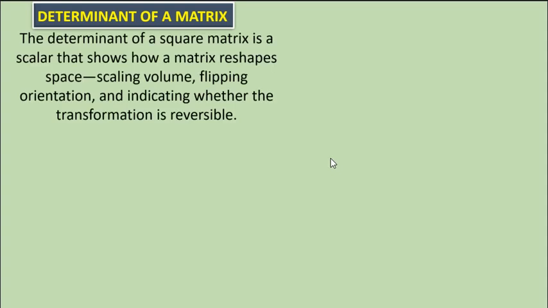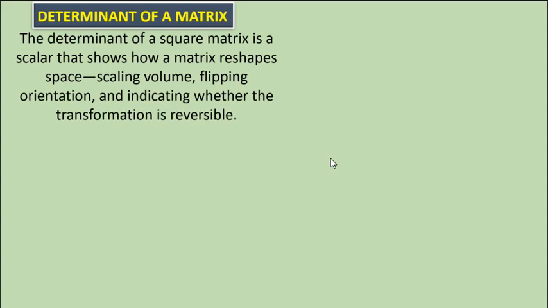The first thing we're looking at is the determinant of a matrix. What actually is the determinant? The determinant of a square matrix is a scalar, a number, that shows how a matrix does the following things. Number 1, reshapes space. Number 2, scales volume. Number 3, flips orientation. Number 4, indicates whether a transformation is reversible or not reversible. These are the pieces of information that are coded in a determinant.